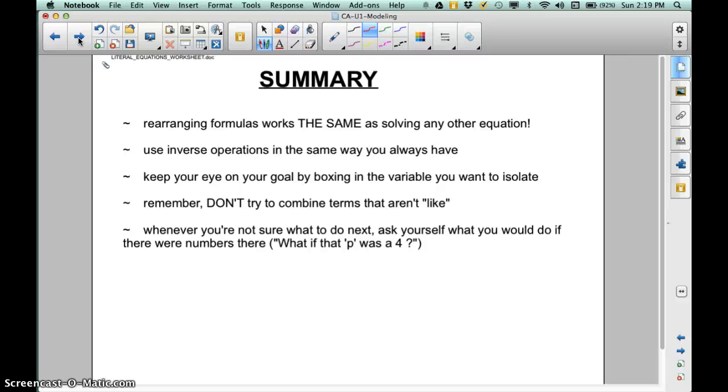When you're not sure what to do next, ask yourself what you would do if there were numbers there instead of letters. What if there's a P in the formula and you don't know what to do with it? Ask yourself, what if that P was a 4? What would I do then? And you probably know what to do when it's a number. The rule doesn't change. Do the same thing when it's a letter.